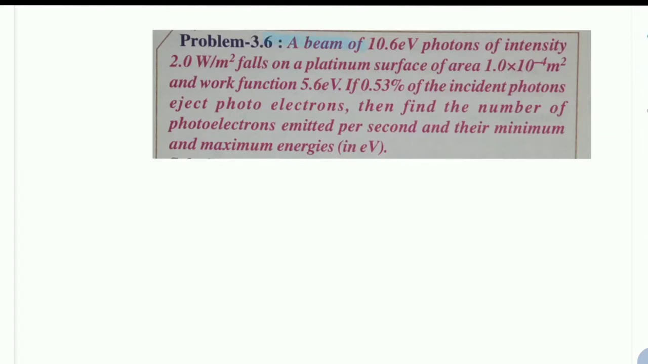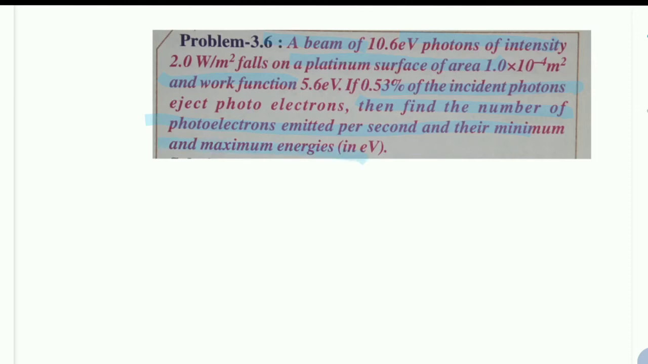A beam of 10.6 electron volt photons of intensity 2.0 watts per meter square falls on a plate surface of area 1.0 into 10 to the power of minus 4 meter square and work function 5.6 electron volts. If 0.53% of incident photons eject photoelectrons, then find the number of photoelectrons emitted per second and their minimum and maximum energies.